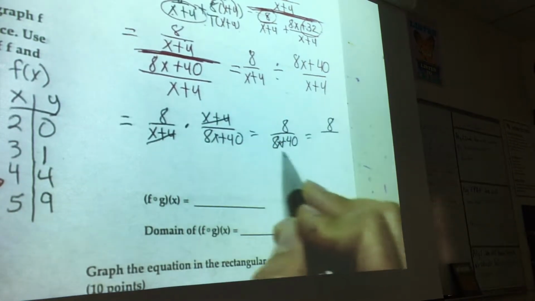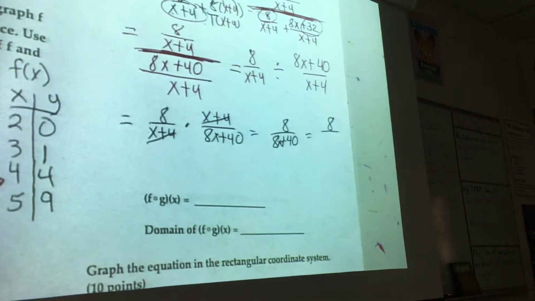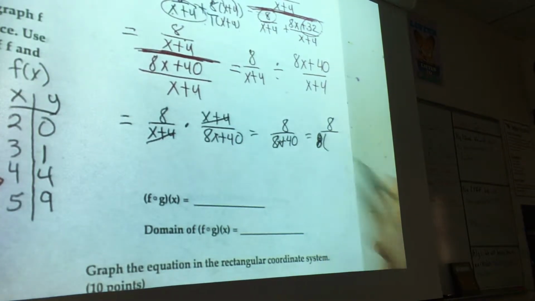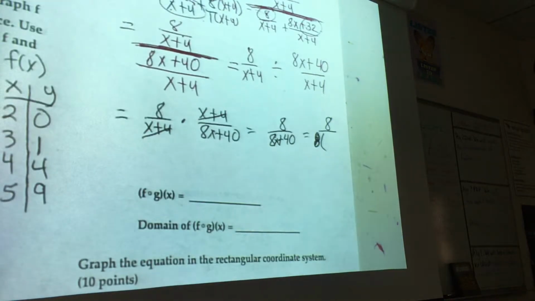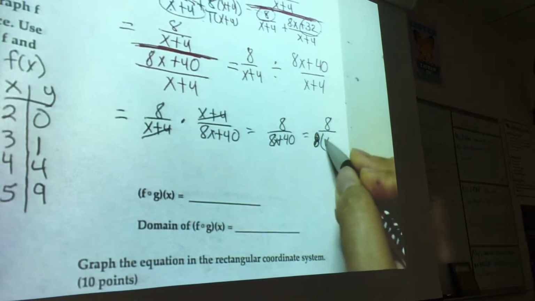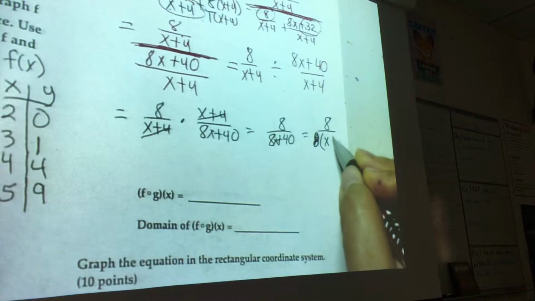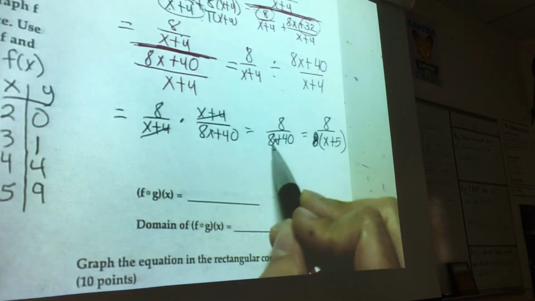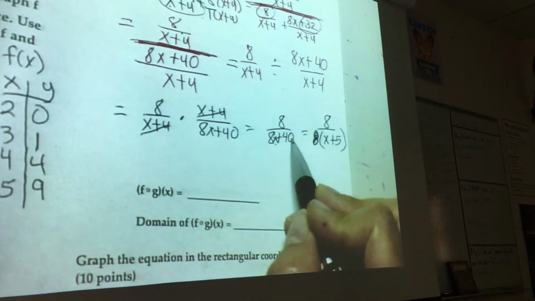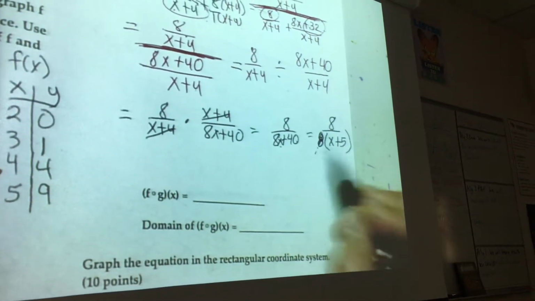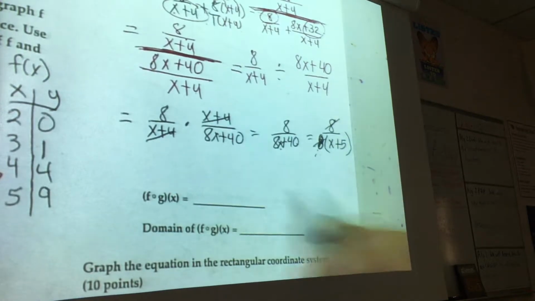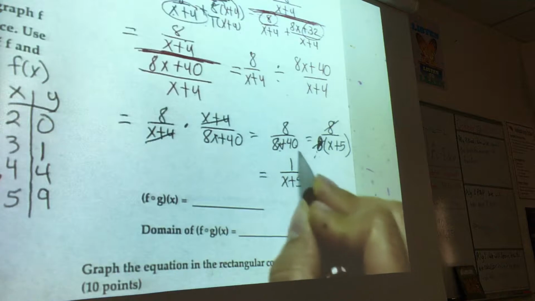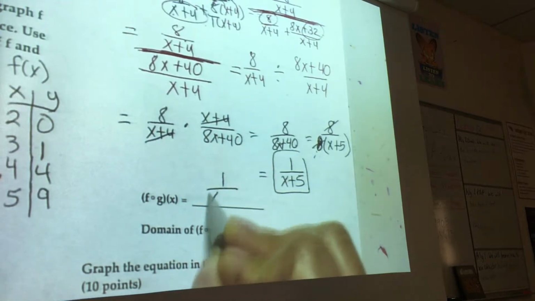Both 8x and 40 are divisible by 8. So I could factor out an 8. When I factor out an 8 from 8x, what do I have left over? 1 over x plus 5. So 8 times x is 8x. 8 times 5 is 40. I have an 8 on top and bottom, so they cancel. So I end up with a 1 on top and x plus 5 in the bottom. This is my final answer for this part.